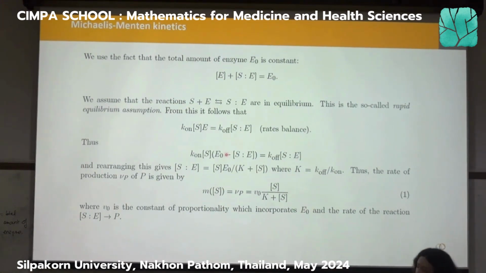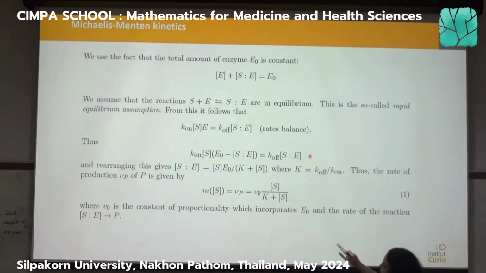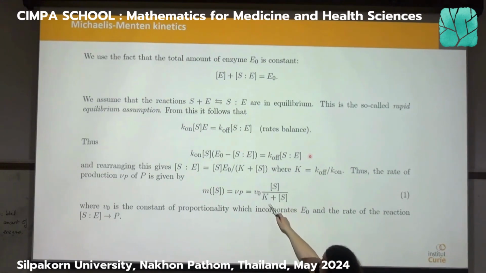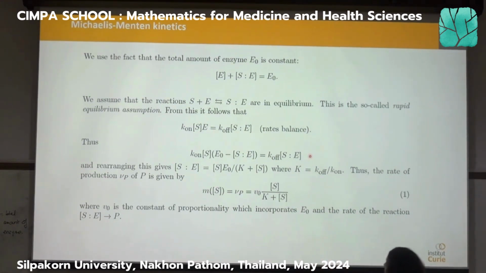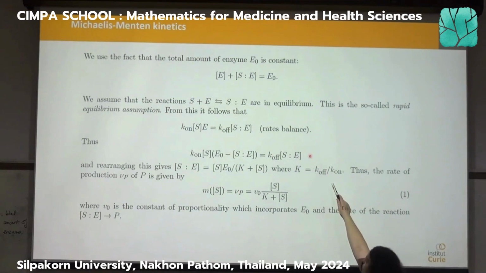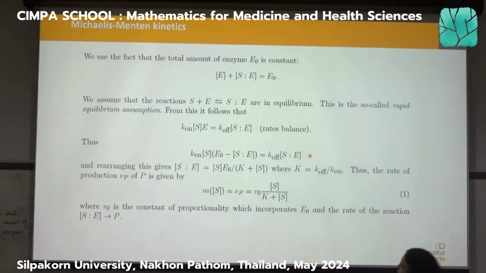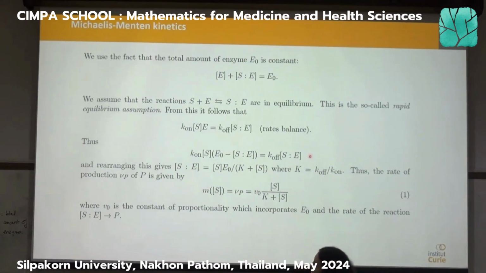So basically, when you are at the third line here, you just have to rewrite things to get the rate of appearance, of creation of P. And this is what you get here: V0 times S over K plus S. And K is actually the ratio K off over K on, and V0 includes K1.